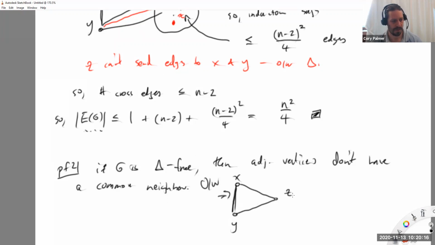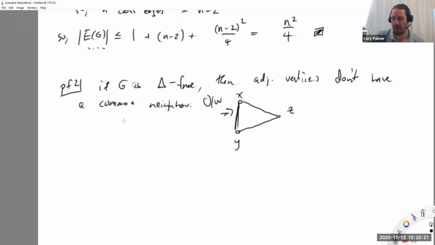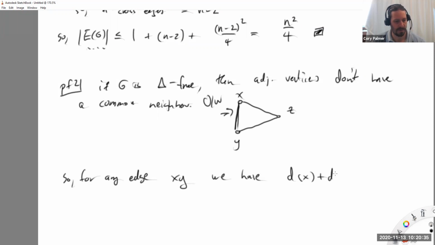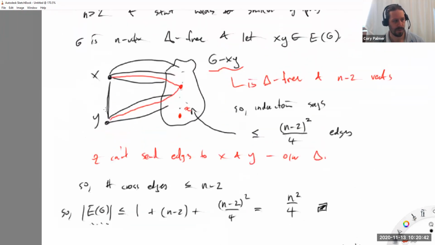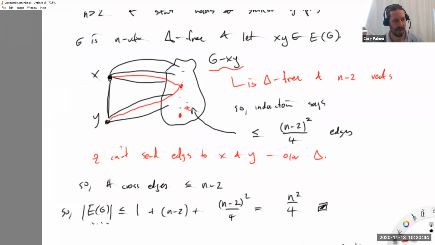Okay, so what does that mean? We can write this description in a slightly different way from before. So for any edge, again, let's call it xy, we can add up the degrees of x and y. This is a little bit different from before. So before, let me just go up here, I counted the number of edges going from x and y over to here, right? We found that there were at most n minus 2 edges going across here.